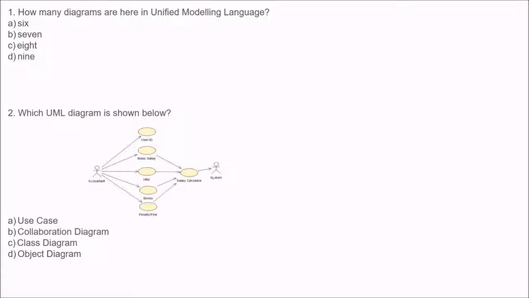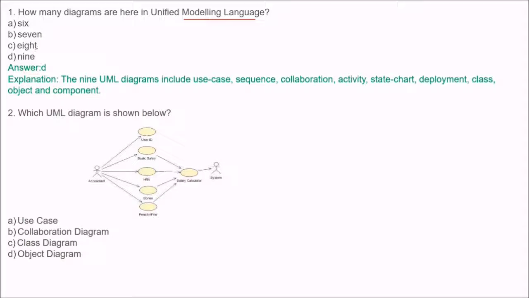Now we come to the next topic, diagrams in UML, which we have just seen in the first topic. Just to change the flavor, I made the socio-technical systems. So, how many diagrams are there in Unified Modeling Language, UML? There are more than that, but still you should answer 9, because the 9 diagrams include use case, sequence, collaboration, activity, state chart, deployment, class, object, and component.